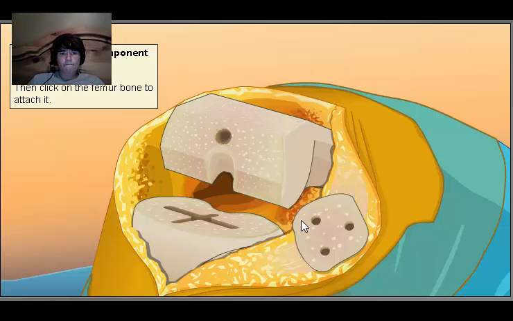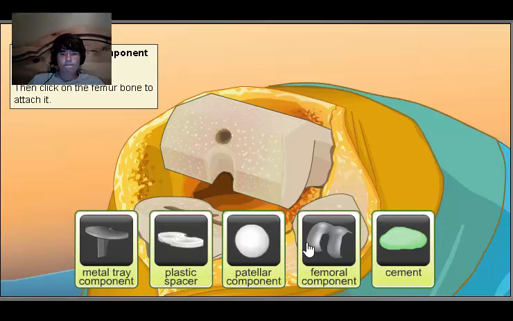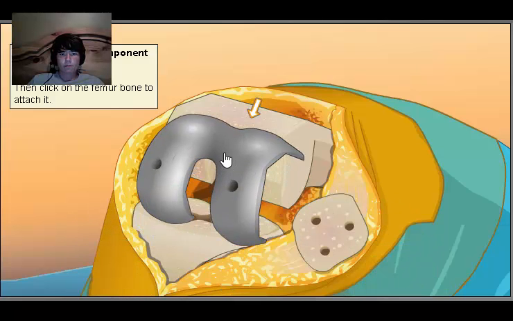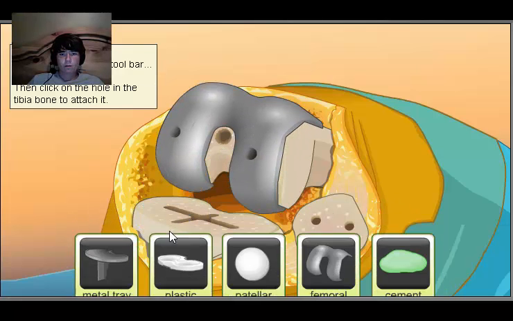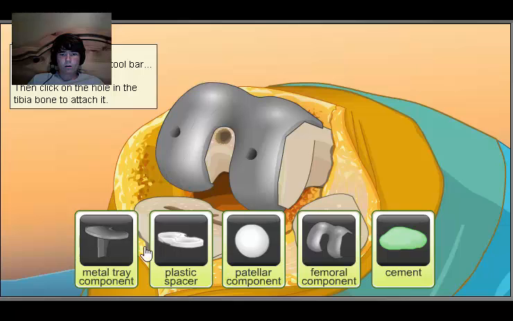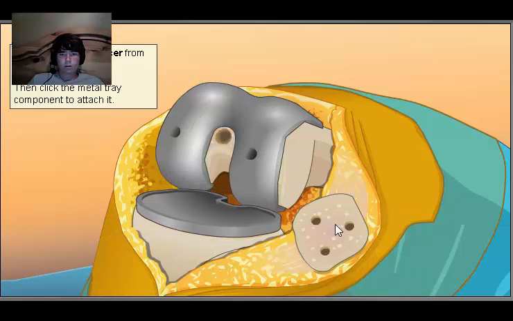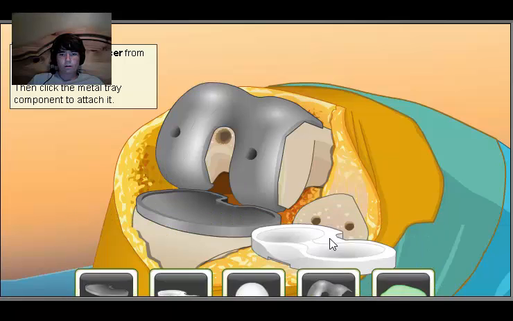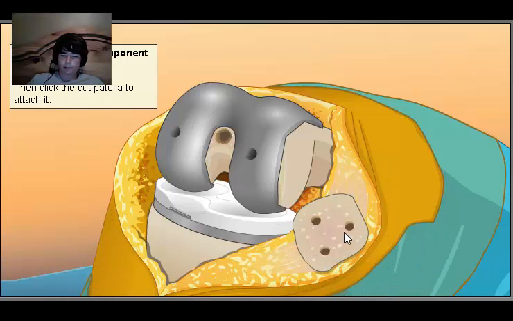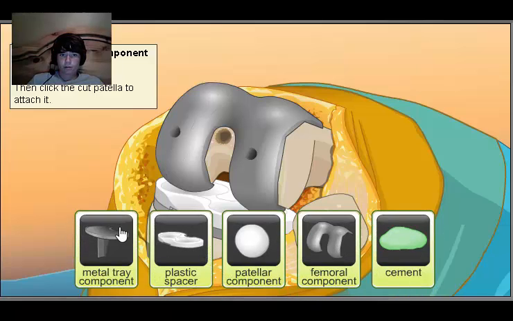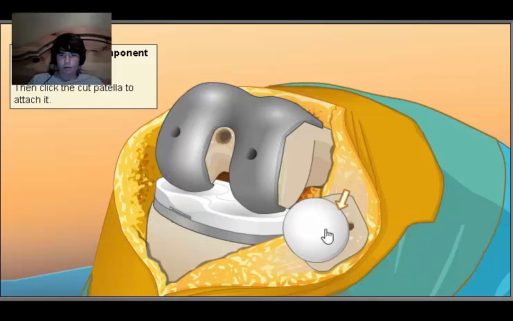First, attach the femoral trial component. Alright. Femoral component. Attach the metal tray trial component to the tibia. Okay. Insert the plastic trial spacer into the metal tray component. Alright. Lastly, I attach the patellar trial component. The what? Oh, this thing. Okay. It clicked over here, but it's like a snowball.